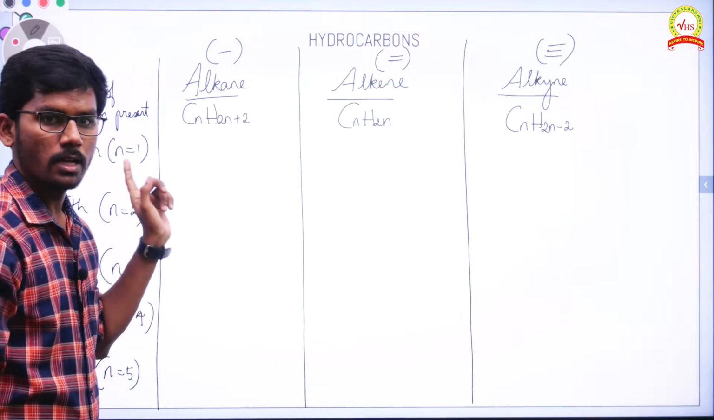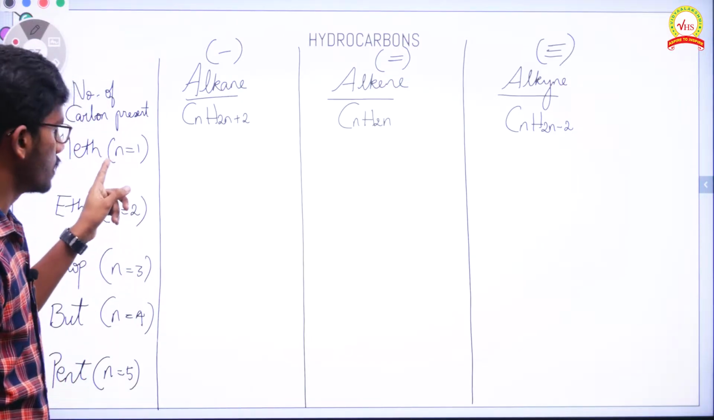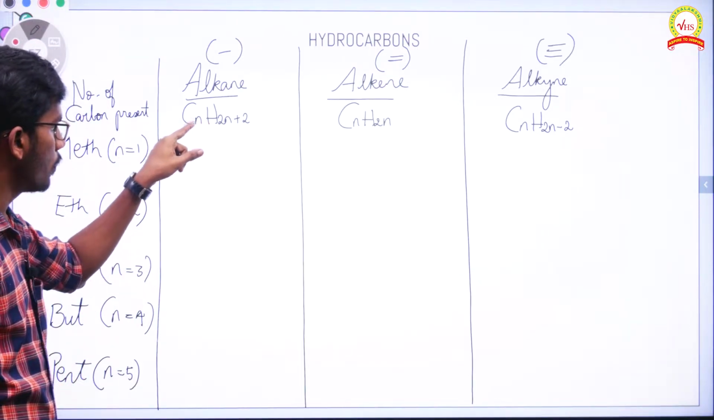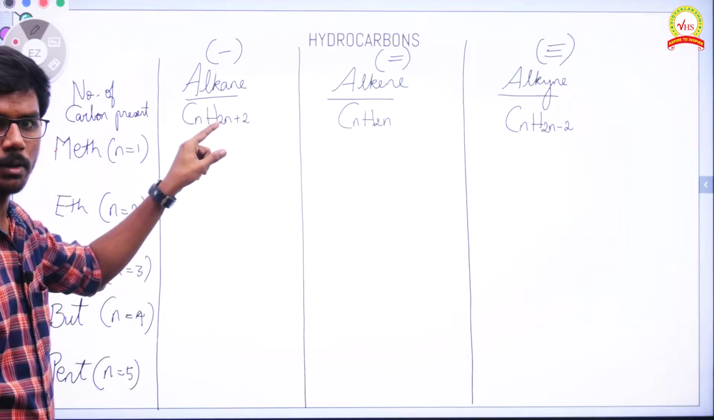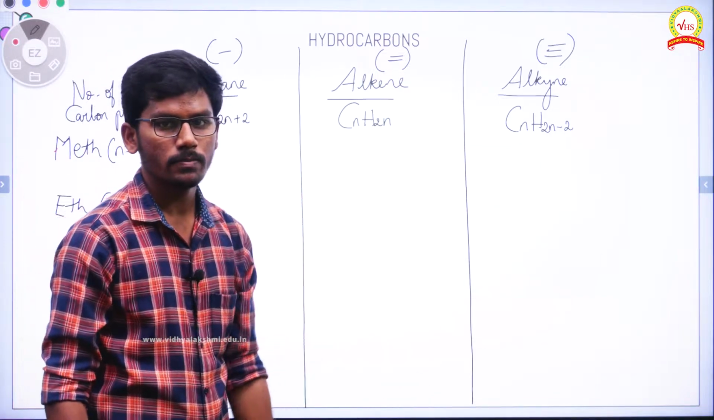Okay, you may wonder what N represents in that formula. N represents the number of carbon atoms present. For example, if we take meth, N is equal to 1. So, we are going to substitute 1 wherever we find the variable N. In the same way, it is applicable for the alkene series as well as the alkyne series.